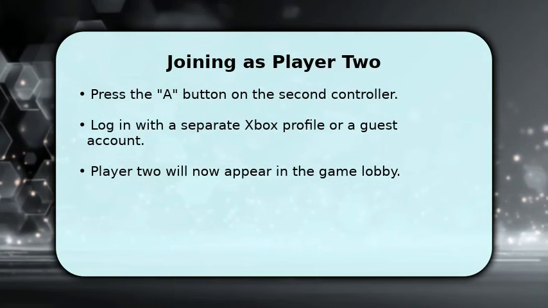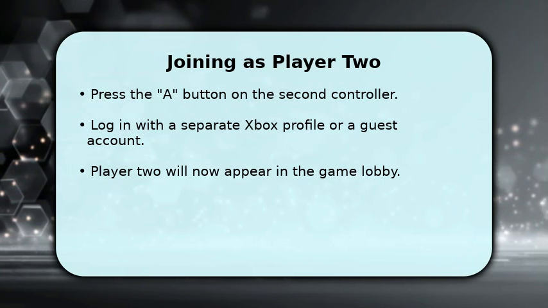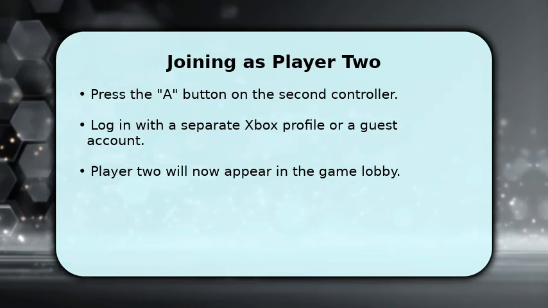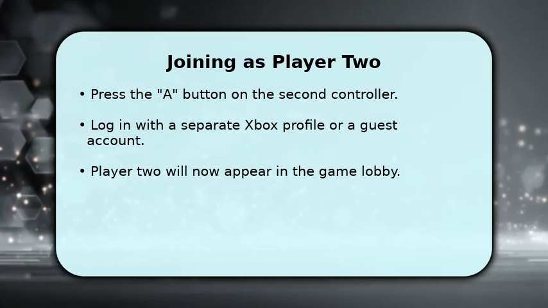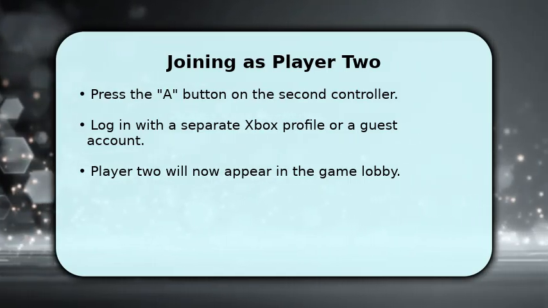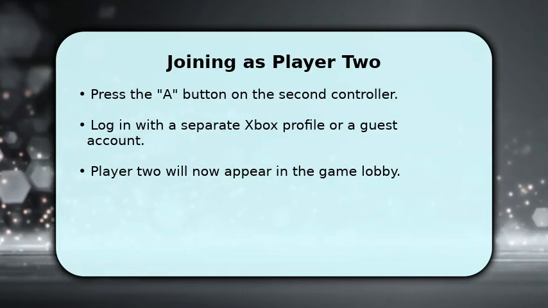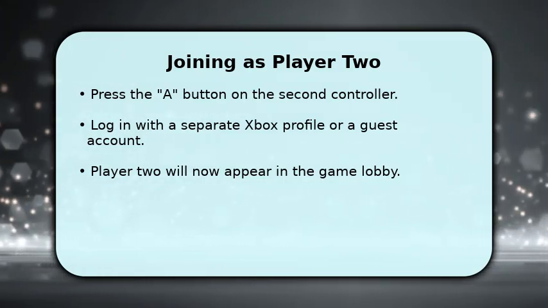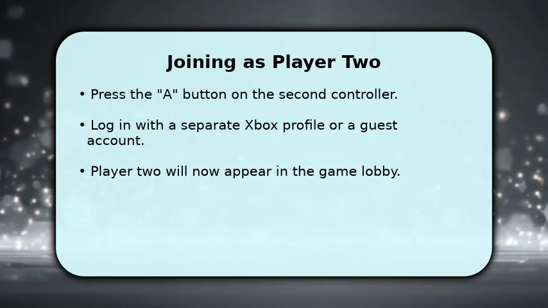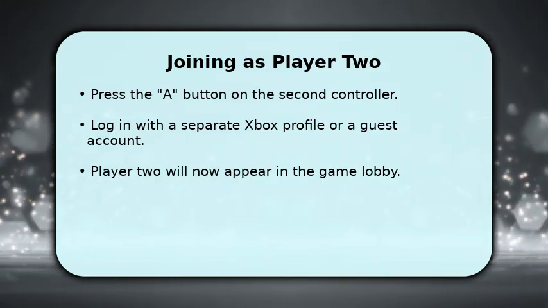After selecting your desired game mode, player 1 will be in the lobby. Now, using the second controller, simply press the button. You'll be prompted to sign in. Choose a different Xbox profile or a guest account. Once signed in, player 2 will seamlessly join the lobby, ready for the next match. It's that easy to get a second player in.